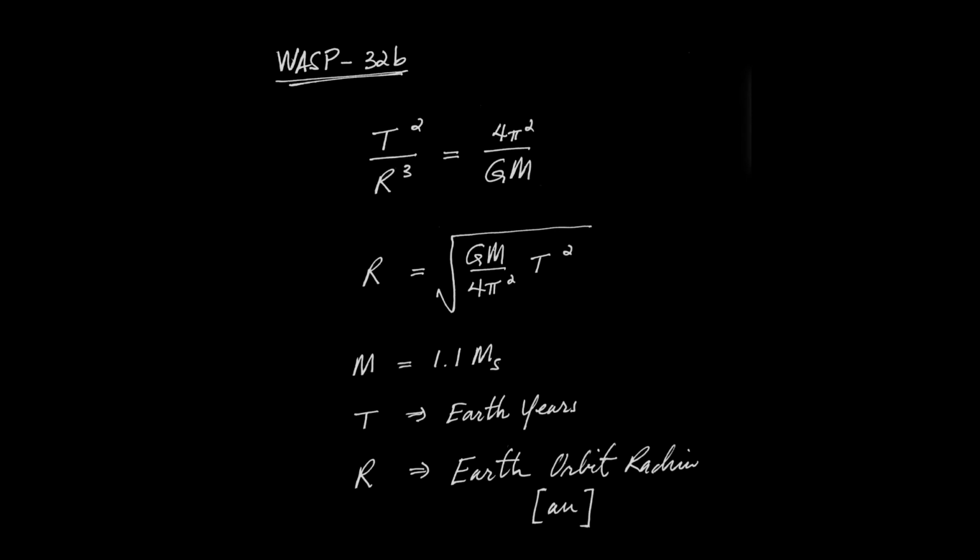Lovely names for these planets. Anyway, what we want to do is figure out what the radius of this planet's orbit is around its own sun, compared to the orbit of the Earth's radius around our sun.